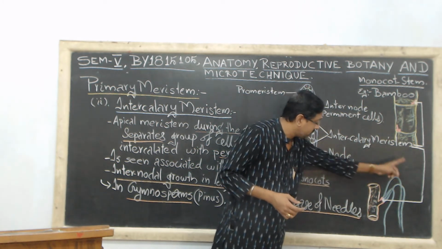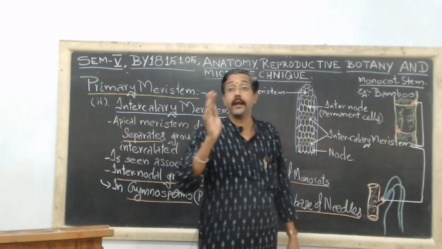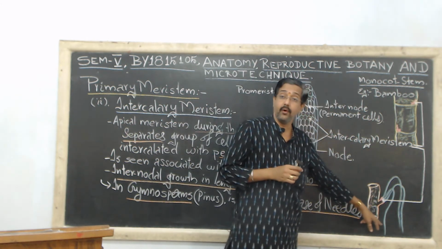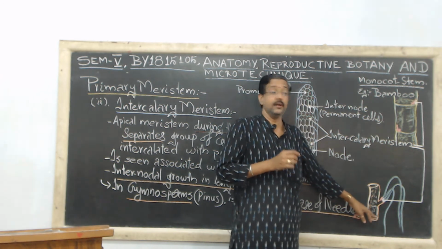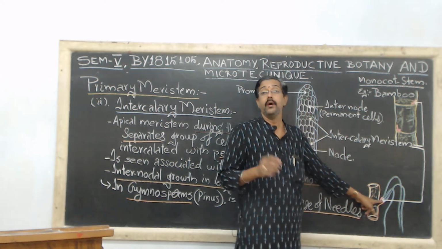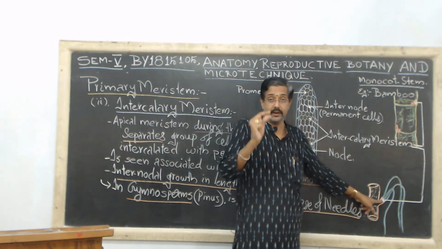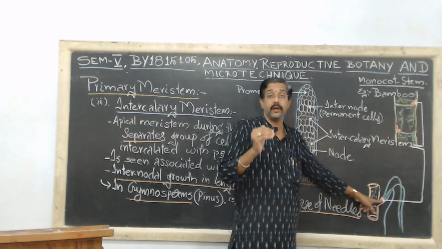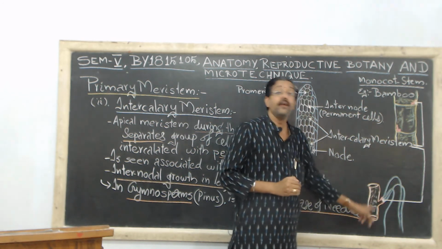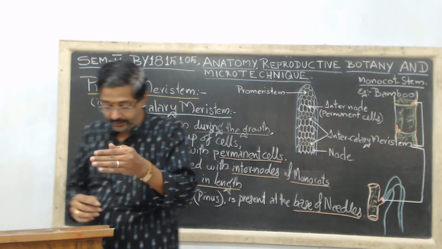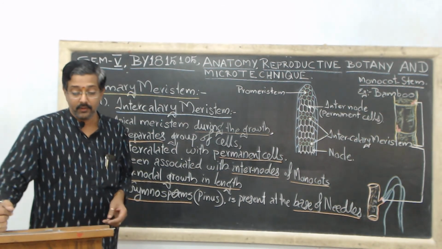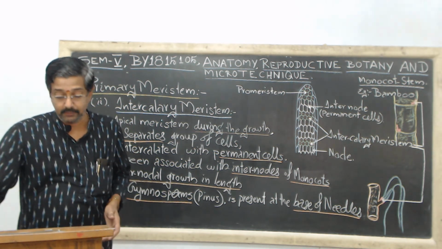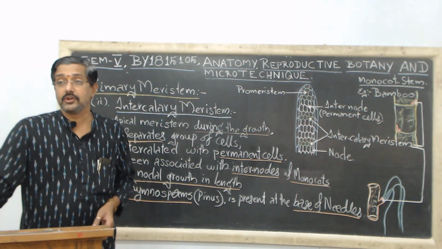So the increase in length of the needle indicates the elongation of the leaf or needle-like structures produced in gymnosperm. It is by the activity of the intercalary meristem, which is seated, or derived by dedifferentiation, at the base of the needle. So this is the second type of meristem derived from the primary meristem, which is called the intercalary meristem.